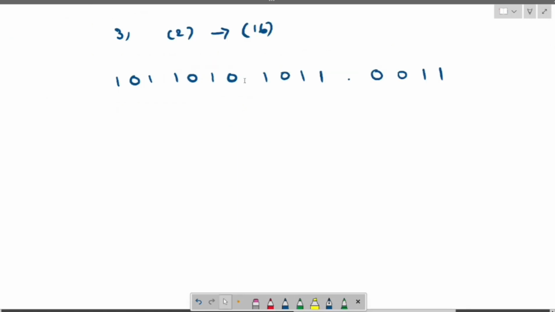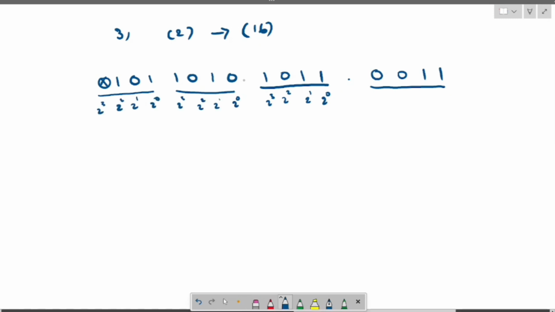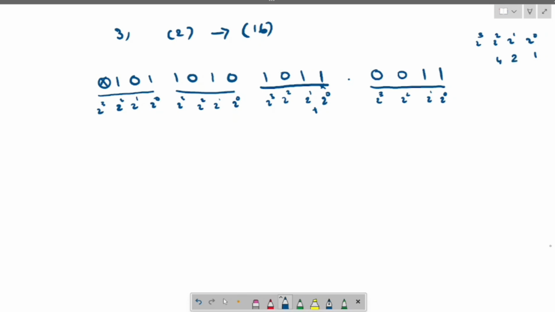In binary to octal we have taken 3 sets, right? Here you need to take 4 sets, like 4, 4 and 4. Okay, apply the same thing, like 2 power 0, 2 power 1, 2 power 2, 2 power 3. Do the same thing, multiply and add by place. Okay, now to avoid confusion let us write 2 power 0, 2 power 1, 2 power 2, 2 power 3. 2 power 0 means 1, 2 power 1 means 2, 2 power 2 means 4, 2 power 3 means 8.